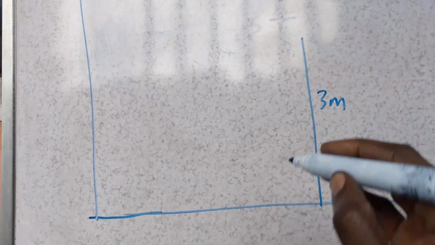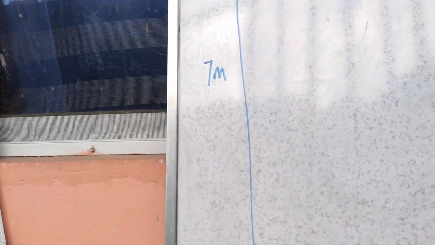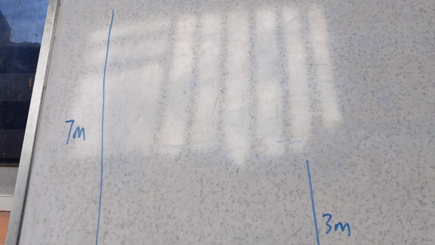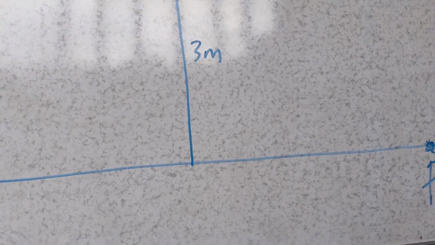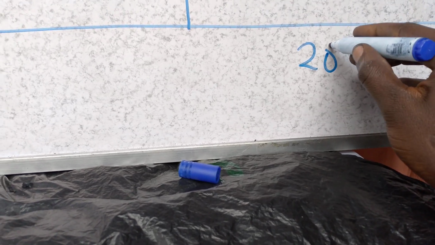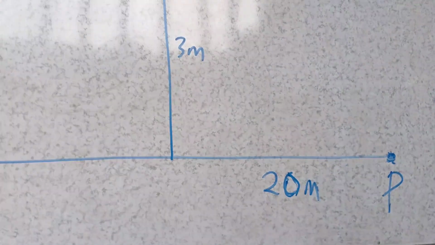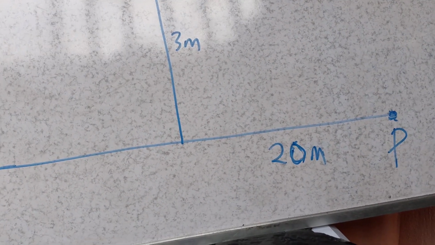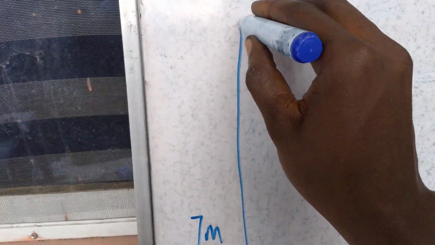The height of the smaller pole is 3 meters. The height of the taller pole is 7 meters. And it says the smaller pole is between the taller pole and P, at a distance of 20 meters from P. The distance between the smaller pole and P is 20 meters. Then it says the angle of elevation of the top T of the taller pole. That is this top here.